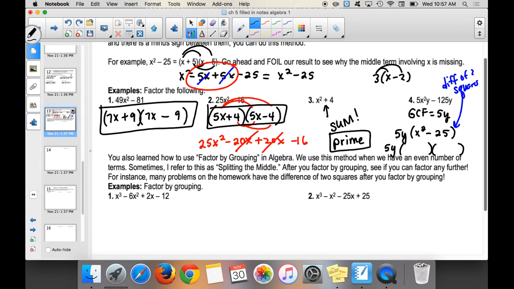Is it x plus 5 and x minus 5? It is x plus 5 times x minus 5. Perfect. Do you guys see? And that is the final factored form. Done.